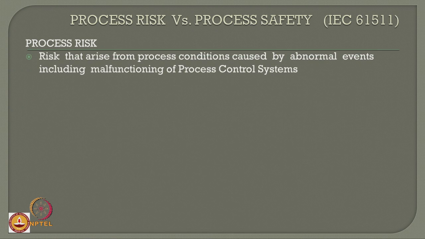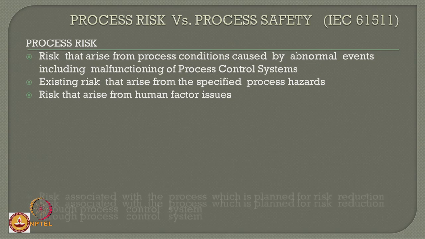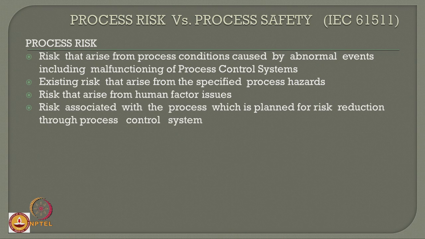Process risk is the risk that arises from process conditions caused by abnormal events, including malfunctioning of process control systems. Existing risk that arises from specified process hazards is also a part of process risk. Risk that arises from human factor issues is also a part of process risk. Risk associated with the process which is planned for risk reduction, though a process control mechanism is also in place, is also a part of the risk coming from the process. Sometimes, ladies and gentlemen, the risk reduction mechanisms will also instigate risk associated with the process.